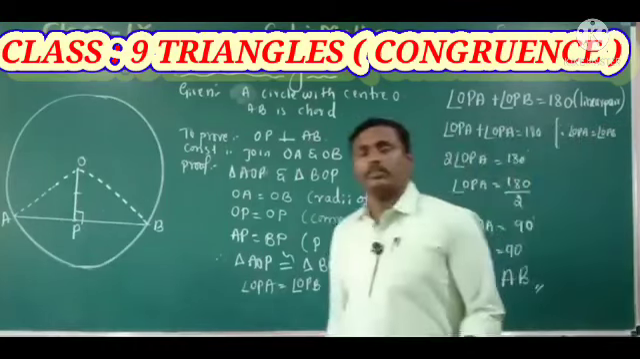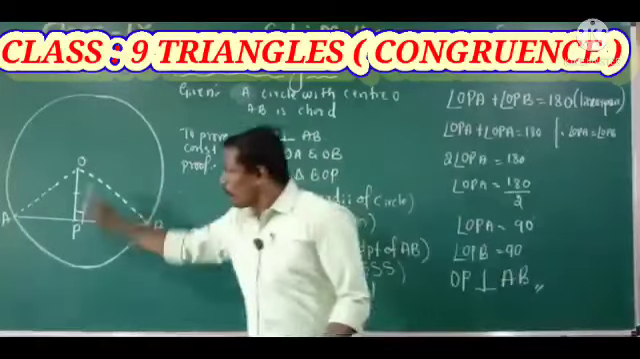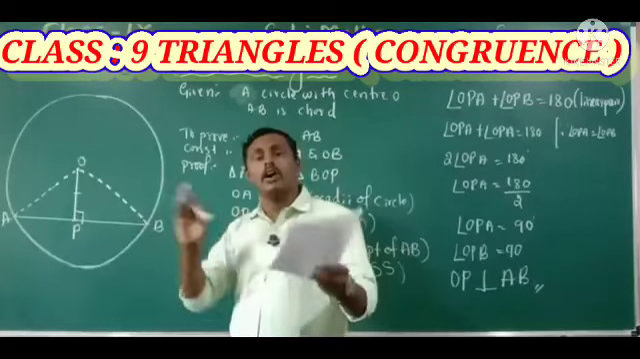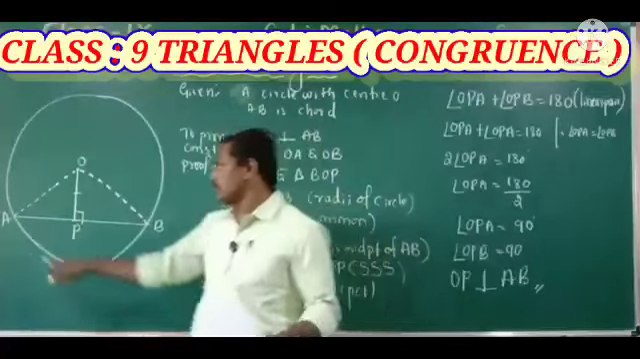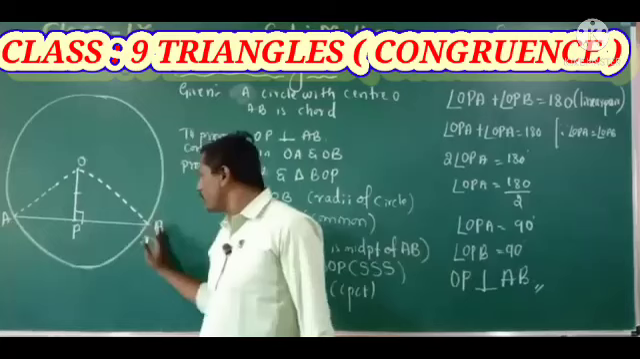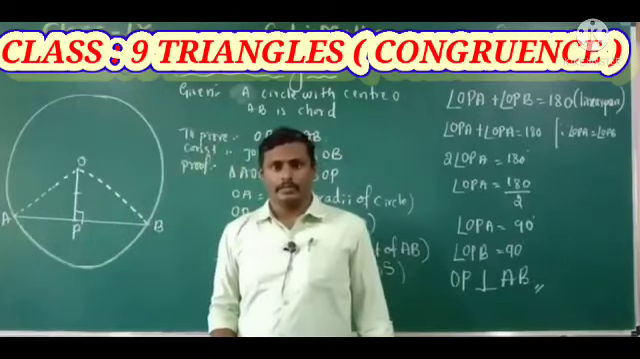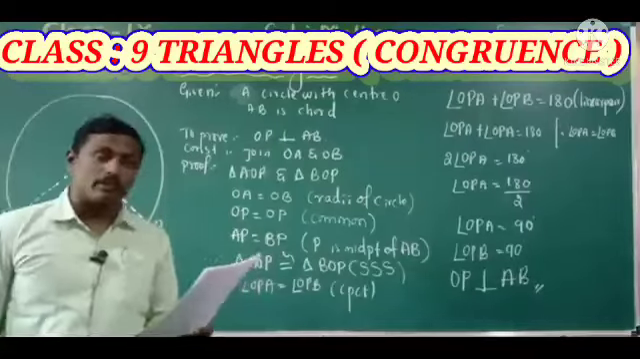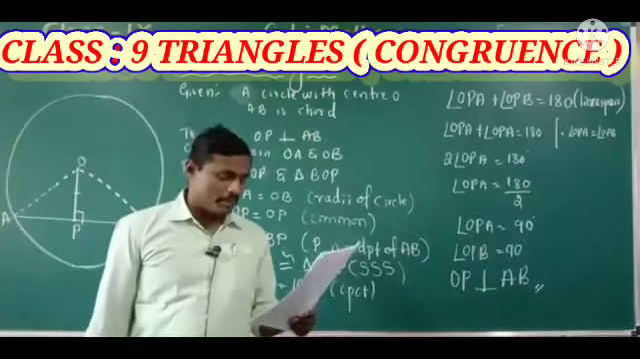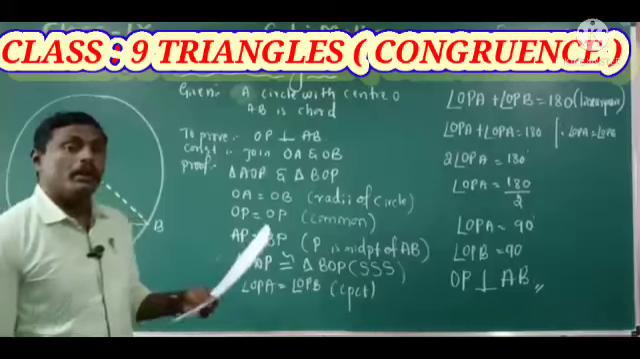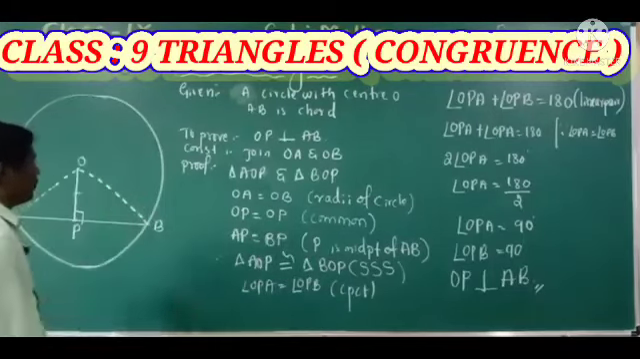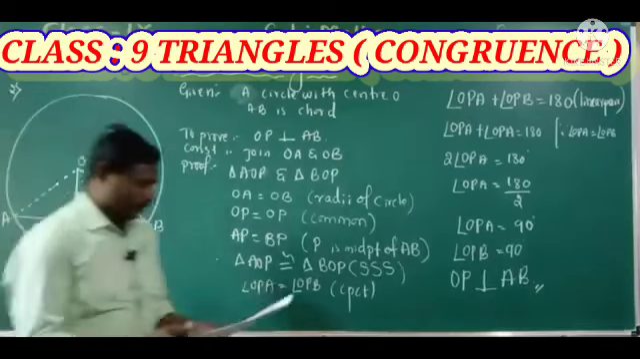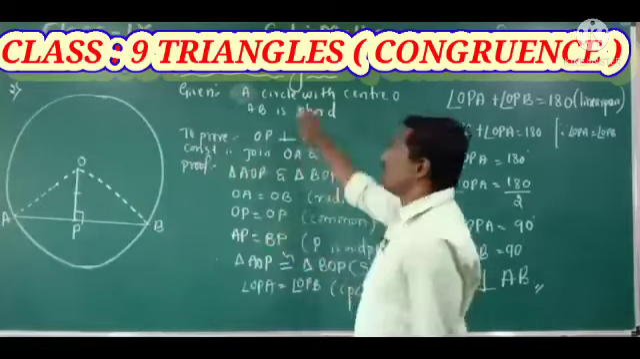In this question we need to prove that when we draw the line from the center of the circle to the chord, that chord will be bisected into two equal parts. It means we need to prove that the length of AP is equal to BP. In the given figure, if OP is perpendicular to AB, prove that AP is equal to BP. So the figure is same. This is the second question. Same figure.